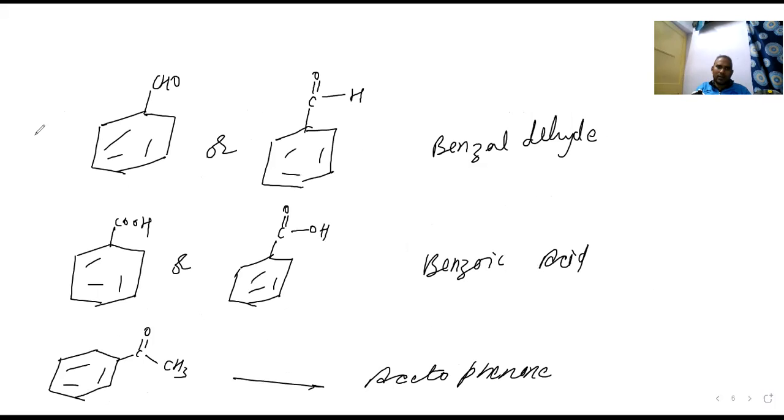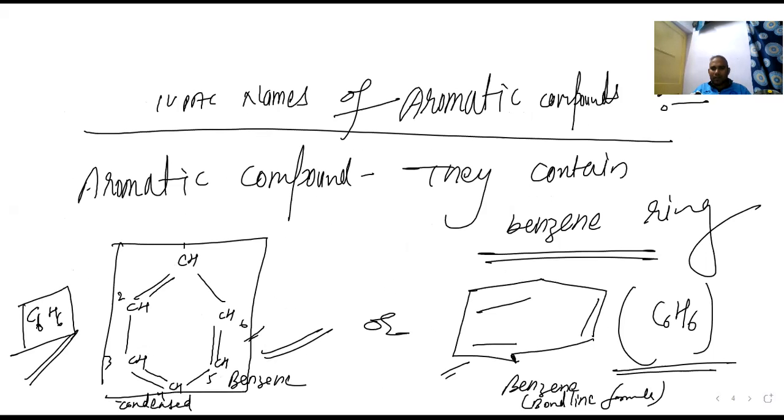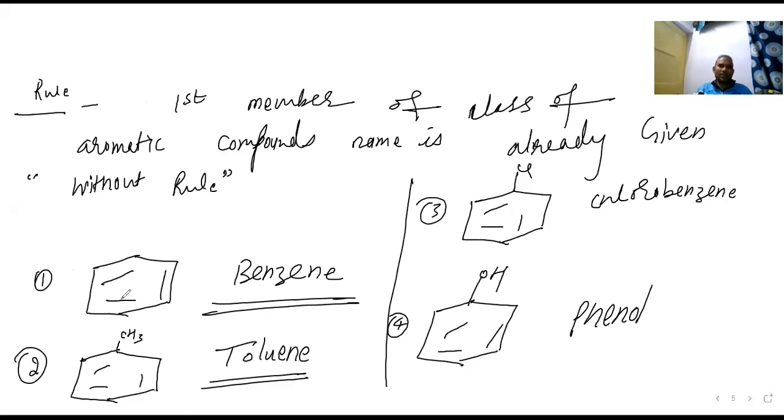The fifth one is benzaldehyde, six is benzoic acid, seven is acetophenone. Then nine is aniline, ten is benzamide, and eleven is nitrobenzene. So these many are there. First of all, we need to write out these names.